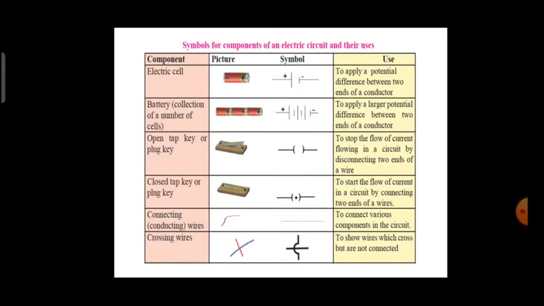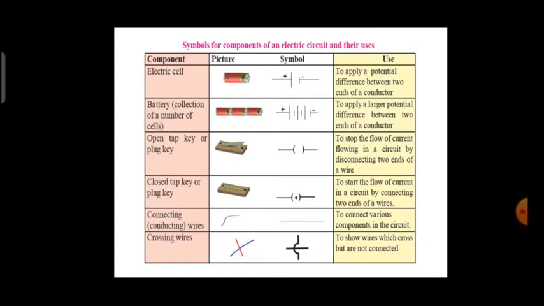Next, symbols for components of an electric circuit and their uses. You can see here there's an electric cell. It has a positive and negative terminal. You have to draw this symbol in all the circuits. The positive line is a little longer than the negative one. Its use is to apply a potential difference between the two ends of a conductor.